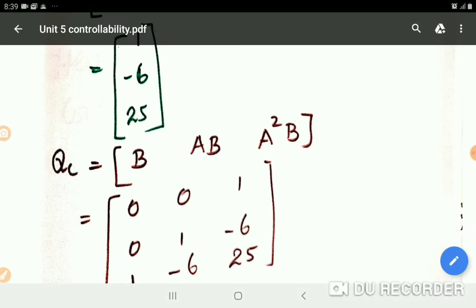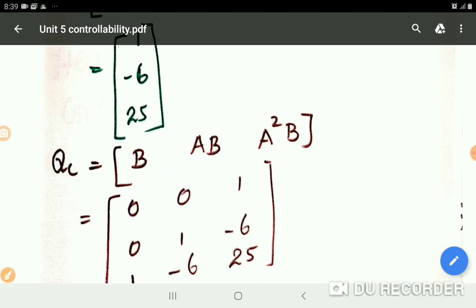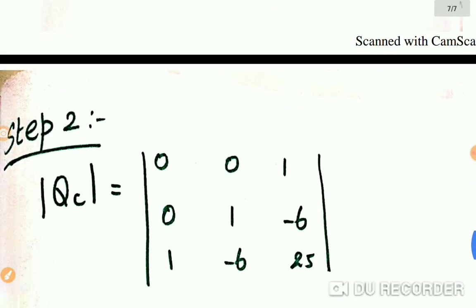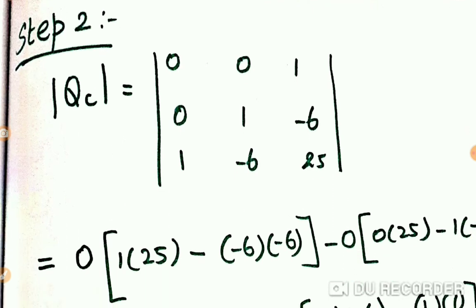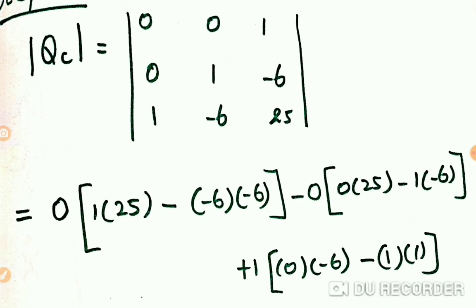So this is what we got. QC equal to B, AB, A square B. All the things were put forth here and framed as a matrix. So we have completed the first step. What should be the second step? In the second step, we need to find the determinant of QC. How to find the determinant of QC for 3 cross 3?